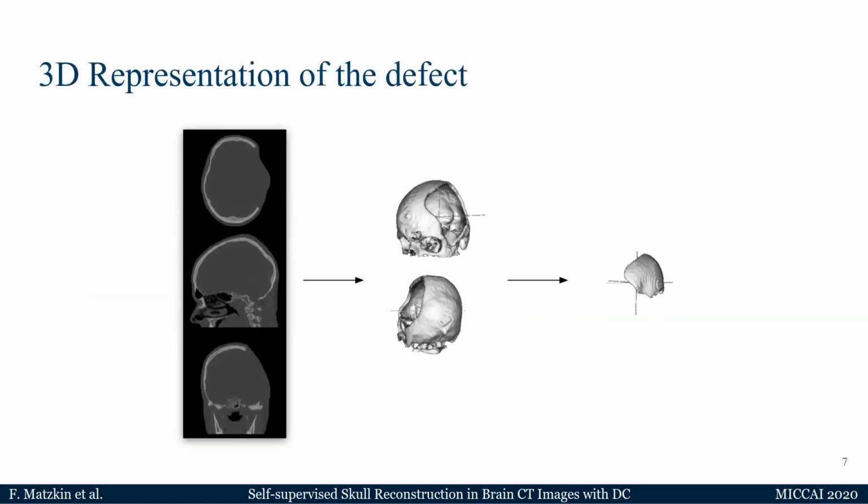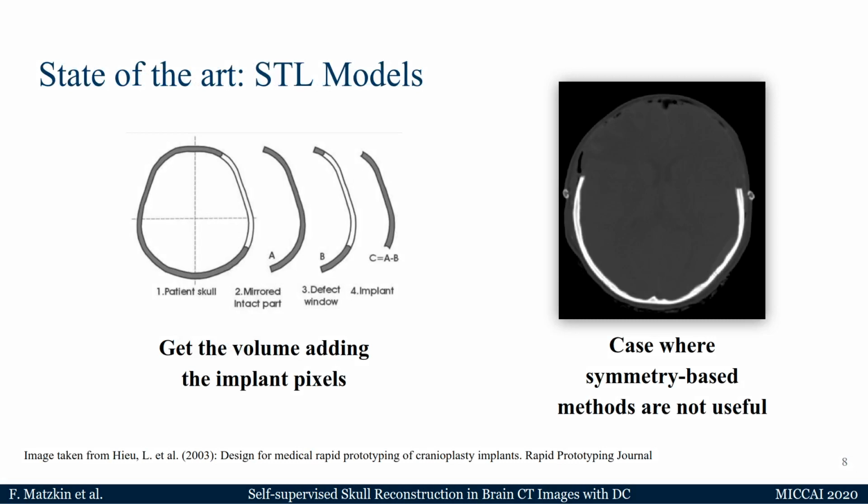For this, from the CT scan, a volumetric representation of the skull has to be obtained first. There are several works that use this kind of images with the aim of designing implants. Some of them aim to leverage the symmetric properties of the skull and design the implant by mirroring. However, in cases like the one shown in the image, this kind of methods cannot be used.